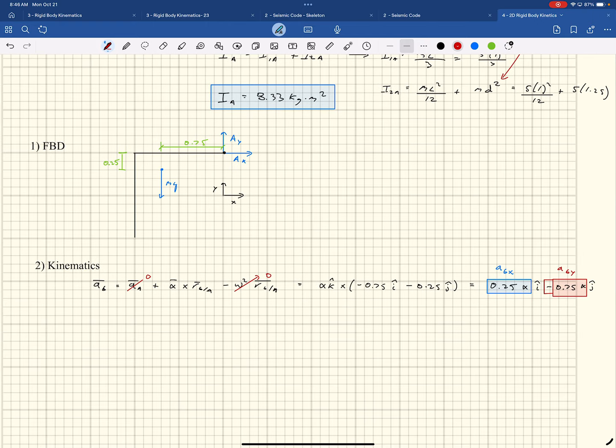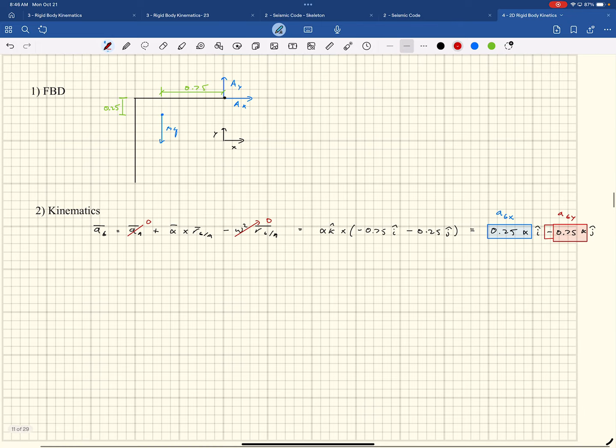Am I missing a negative? No, what's the AGX? Oh, if it's a positive alpha, you're right. We're assuming it's a positive alpha. Is that right? Positive alpha going like this. Yep. Okay, I'm good.